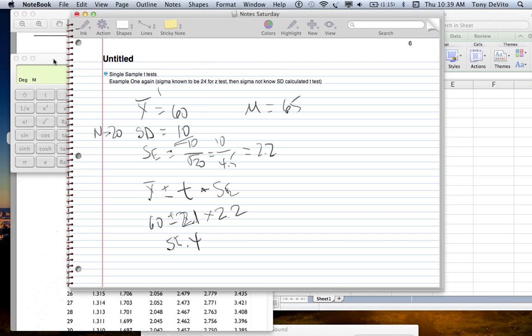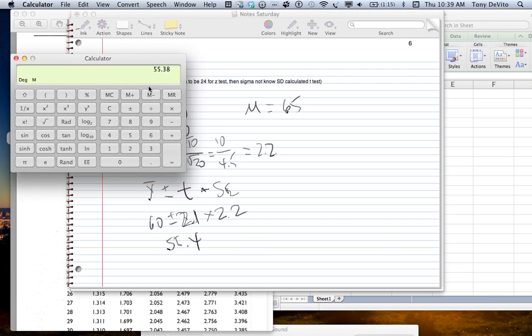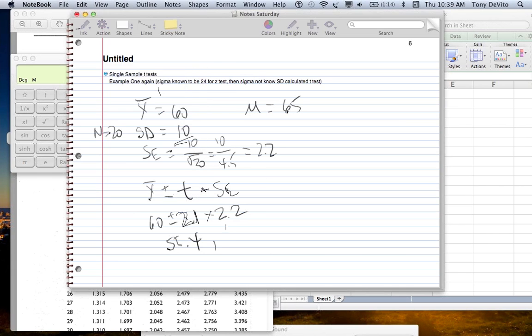I'm going to clear that, and I'm going to put in 60 again. And this time I'm going to add my standard error. So now I get 64.6. Okay, that's my 95% confidence interval.